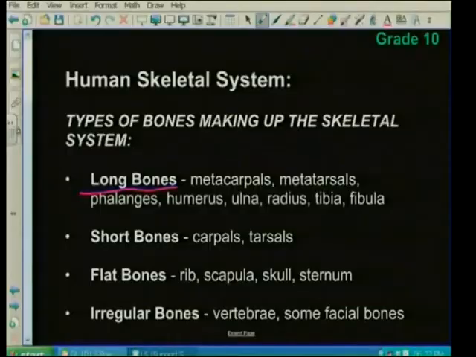We move on to the different types of bones that we have in our body. As we have mentioned, we have some long bones. Here's an example of a long bone, the femur. Another example of a long bone is the humerus.